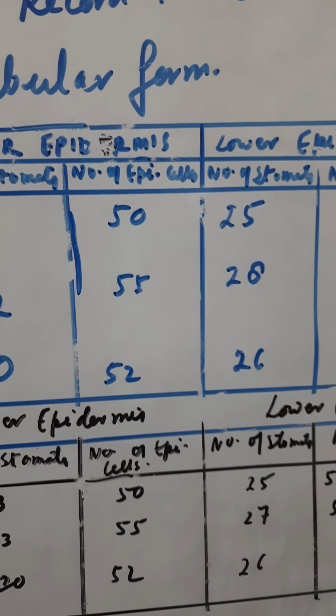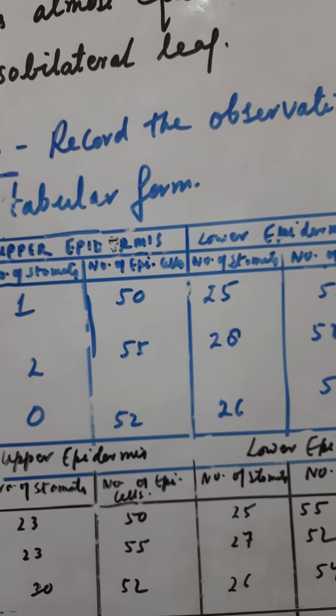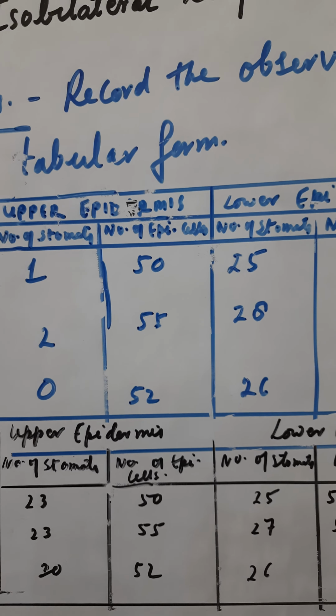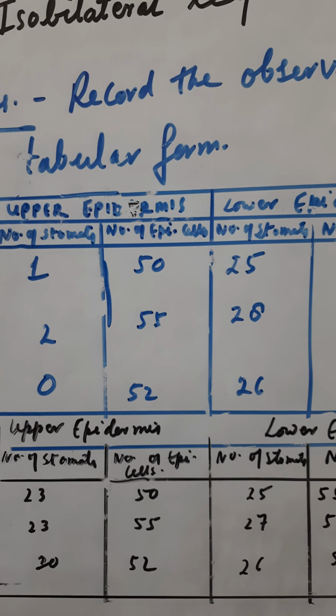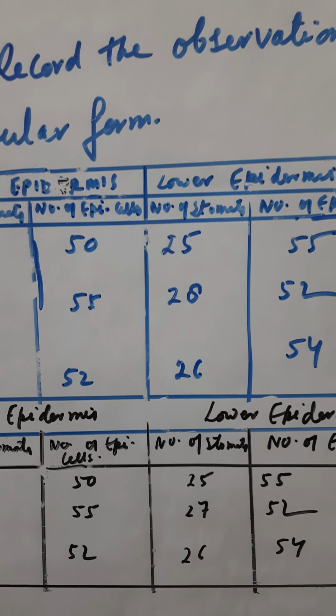In another form of the question, you may be asked to take out the mean of the number of stomata found, okay, on the lower surface or on the upper surface, across the successive fields.